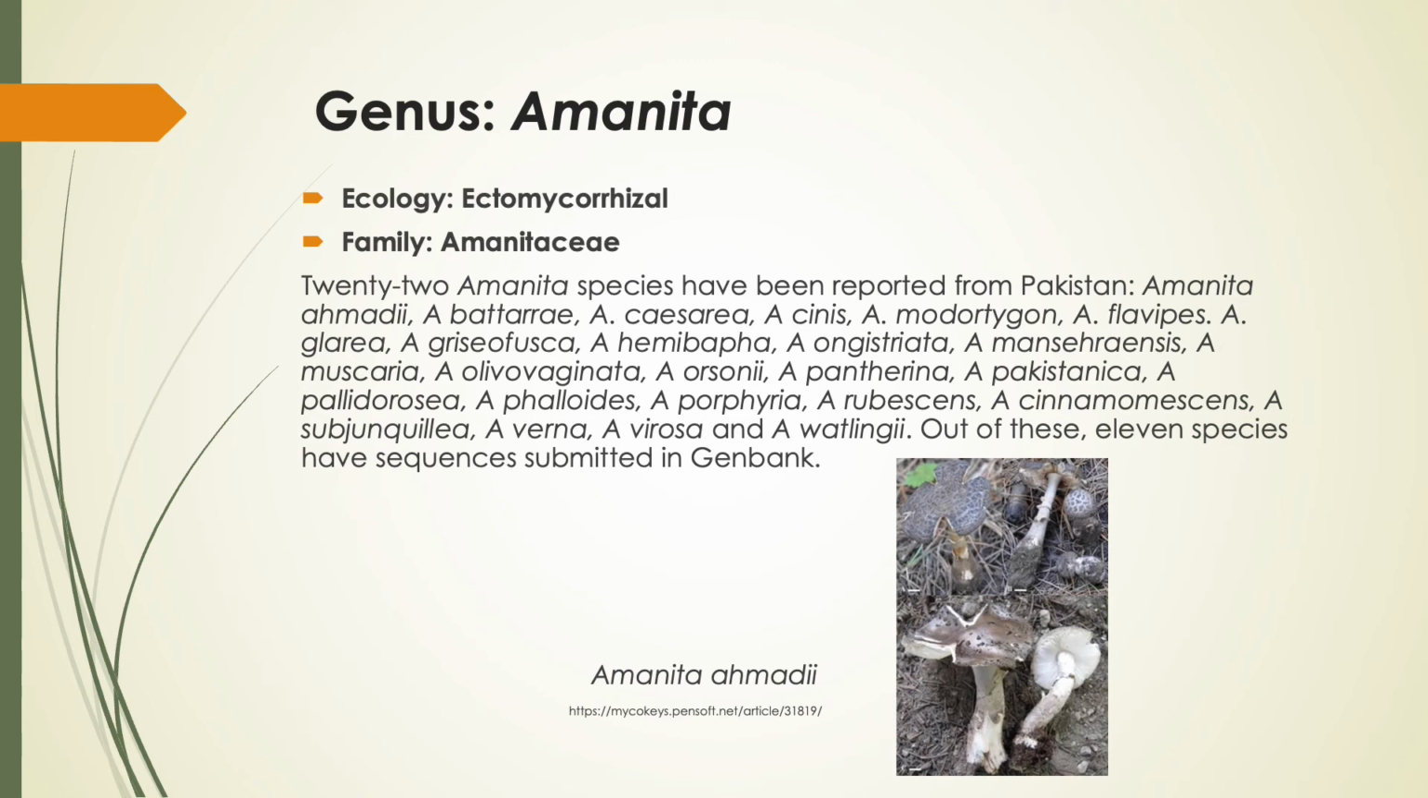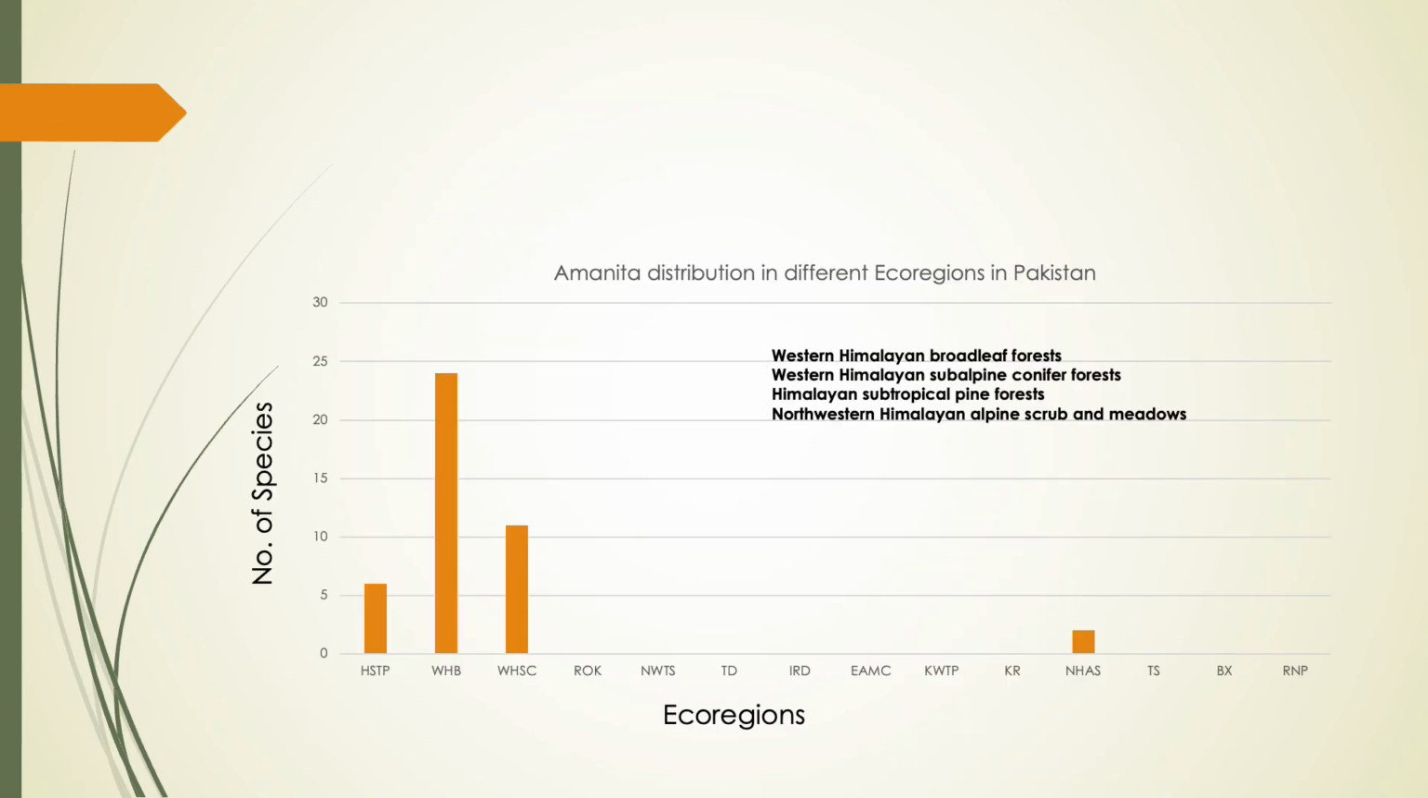Now comes genus Amanita, which is an ectomycorrhizal genus. Twenty-two Amanita species have been reported from Pakistan, and out of these, 11 species have sequences submitted in GenBank. This genus is found in 4 different ecoregions in Pakistan, with the highest distribution recorded in Western Himalayan broadleaf forest, and the lowest distribution recorded from Northwestern Himalayan alpine scrub and meadows.